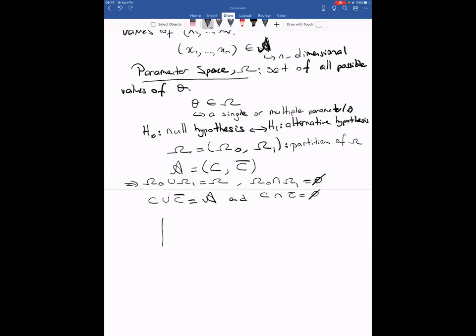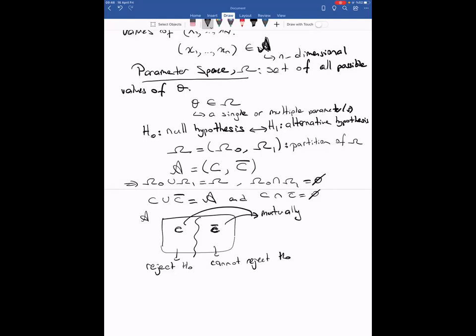Okay, so let's say this is our sample space, and we want to separate it. This is our critical region, and this is our acceptance region. In this region of the sample we reject our null hypothesis, and in this one we cannot reject our null hypothesis. So basically, we have two mutually exclusive, or disjoint, sets. They are the same thing.